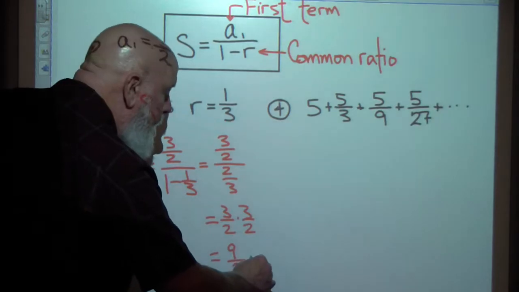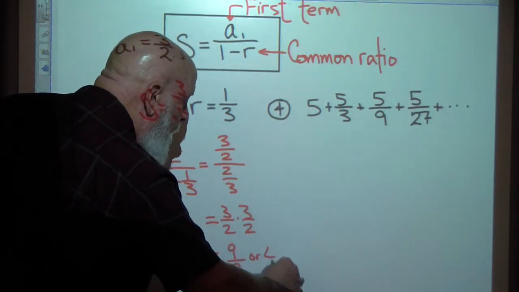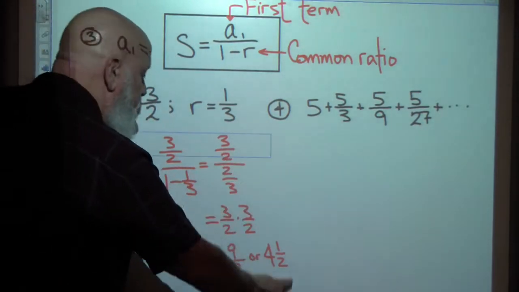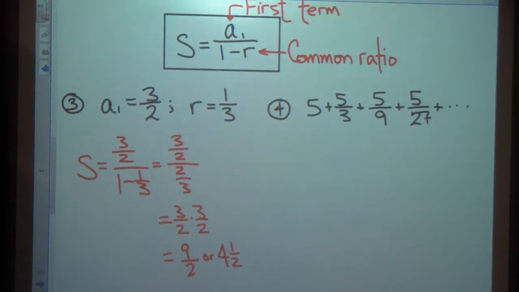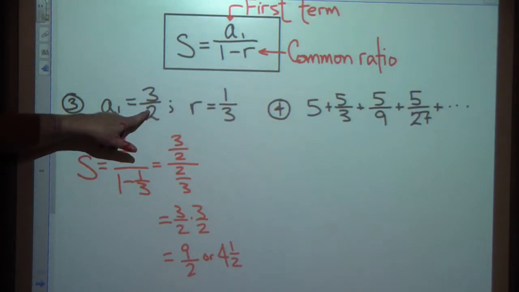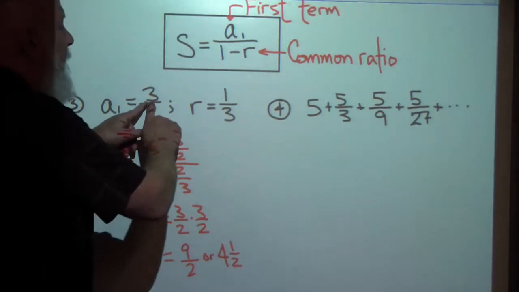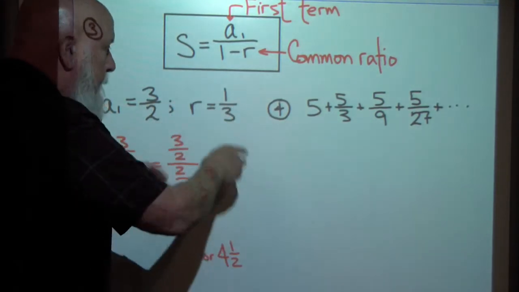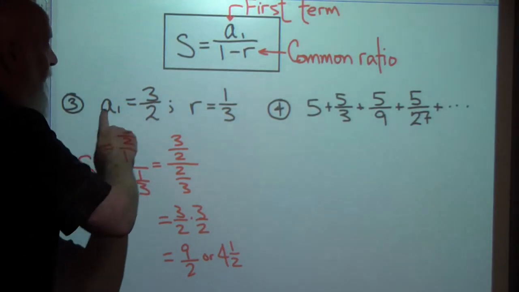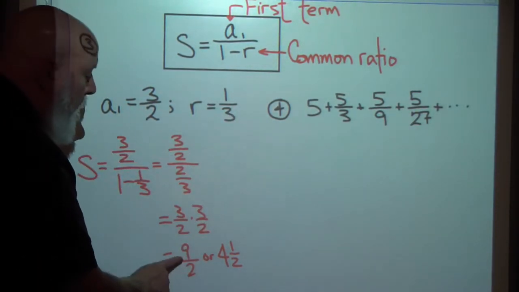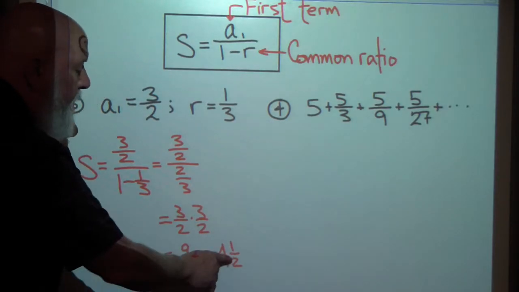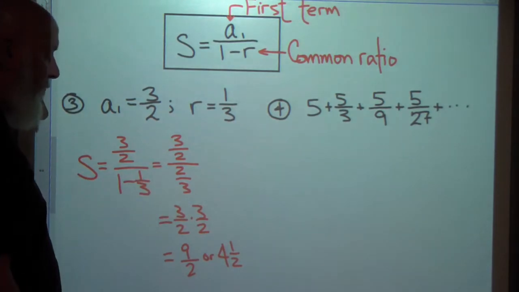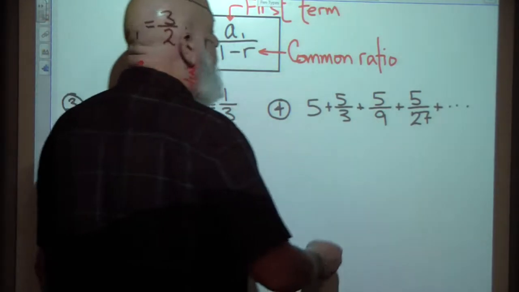2 goes into 9 4 times with a remainder of 1. These are both the same value. So if I were to start with 3/2 and then add 3/2 times 1/3 and then add whatever that is times 1/3 and just keep multiplying by 1/3, this infinite series that would be generated would approach 9/2 or 4.5 on the number line. We get infinitely close to that, and so that's what we call the sum. Closer and closer and closer.